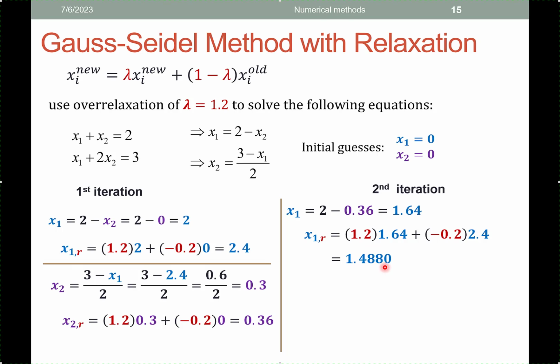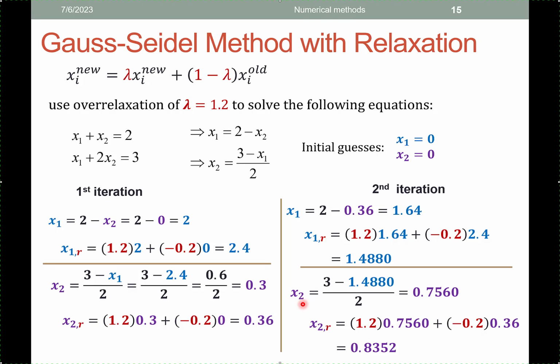We get 1.4880 in this case. So in this case, we did not jump ahead. We moved a bit backward, but we went from 2.4 to 1.64. So we are jumping, but in the negative direction, right? So instead of from 2.4 to 1.64, then we're jumping even further in the negative direction, which is 1.4880.